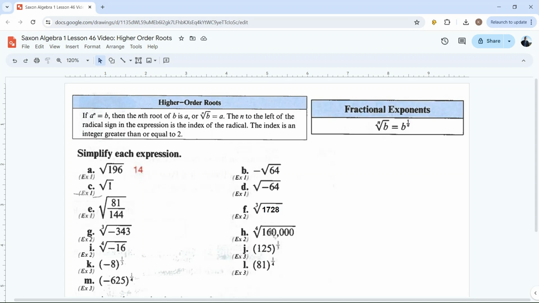Now, here's the other tricky, cool little thing we can do. Higher order roots and even square roots can be expressed with fraction exponents, okay? So the square root of b is the same as b to the 1/2. Now, we've dealt with 0 exponents. Anything raised to the 0 is 1.